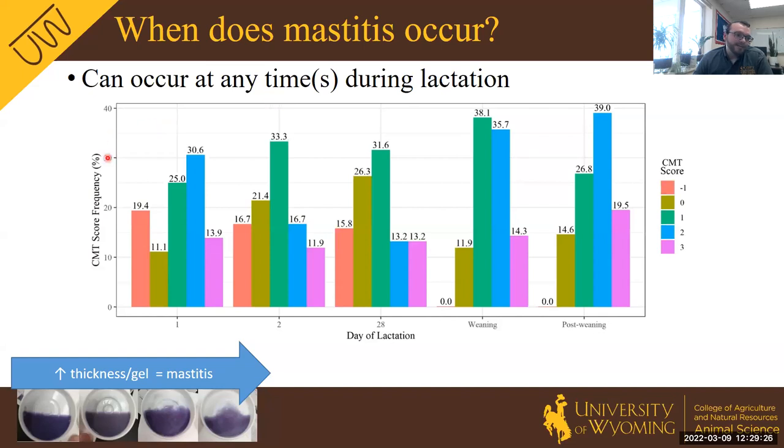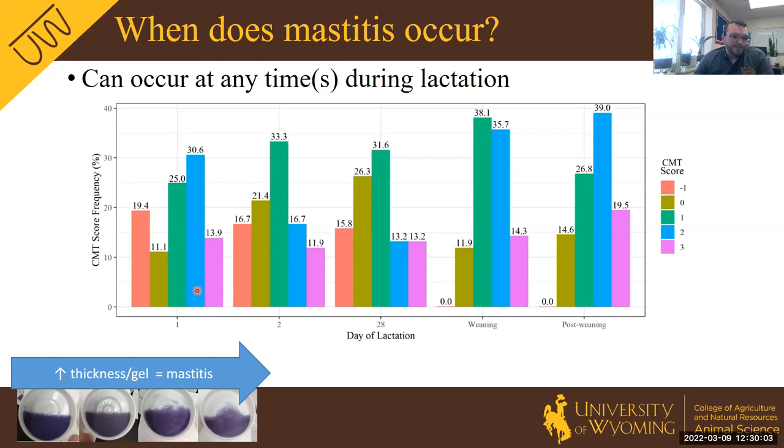In this figure, we have the California mastitis score frequency ranging from 0 to 40%, just to make this graph a little bit shorter. And on the x-axis, we have day of lactation. We collected milk samples at 1, 2, and 28 days after lambing, and again at weaning and post-weaning. These different colored bars represent different California mastitis test scores. We have the negative and trace in the reds and greens, and then the blues and purples represent the elevated California mastitis test, when we see more thickness or a gel forming in that reaction.